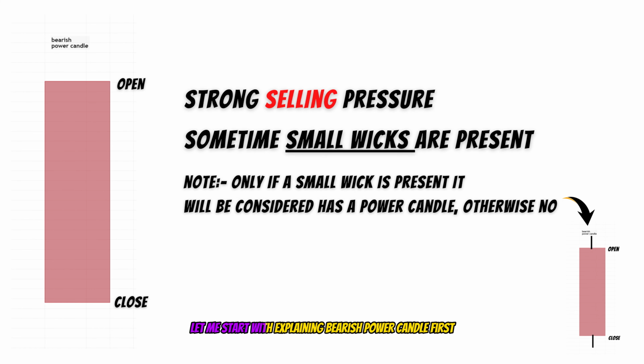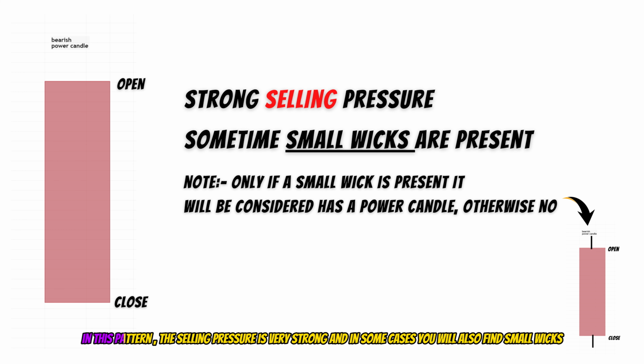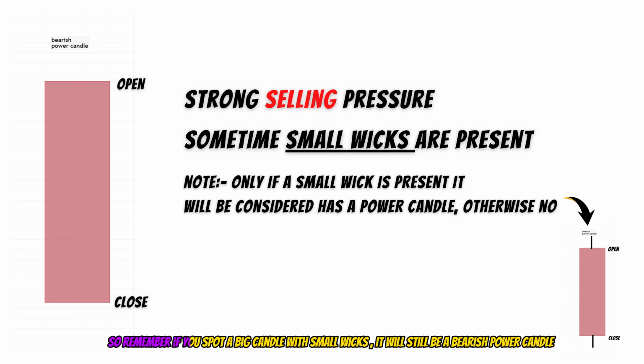Let me start with explaining bearish power candle first. In this pattern, the selling pressure is very strong, and in some cases, you will also find small wicks. So remember, if you spot a big candle with small wicks, it will still be a bearish power candle.